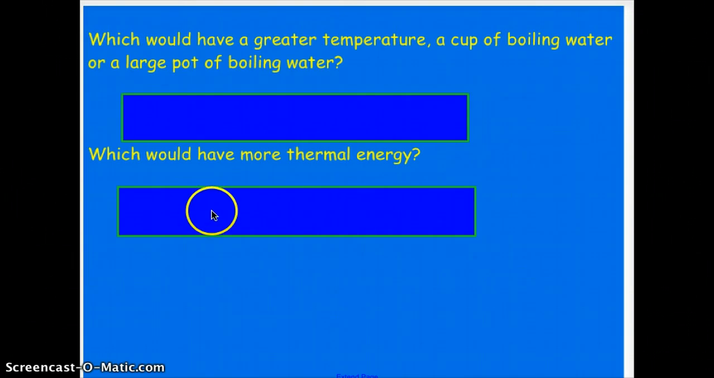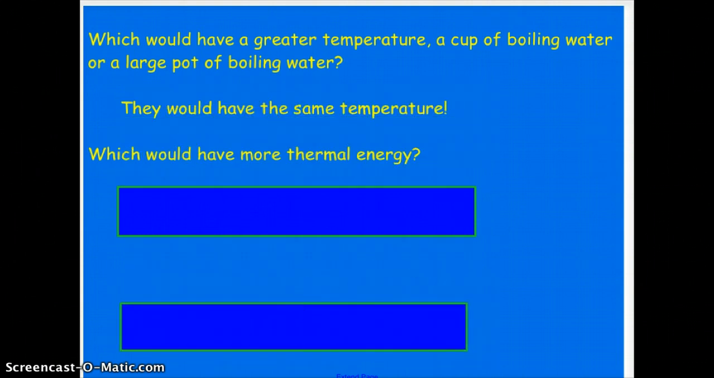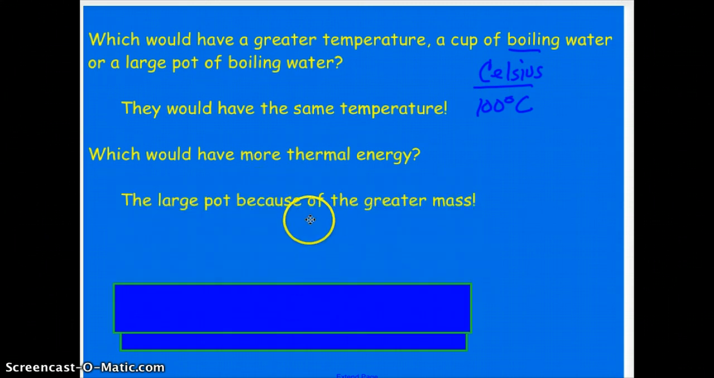So the next thing, let's answer a couple questions. Which would have a greater temperature, a cup of boiling water or a large pot of boiling water? Give you just a second to get an answer. Well, based on what we've already talked about, they would have the same temperature. If we give these a temperature, so let's use our Celsius scale, boiling water boils at 100 degrees Celsius. So it doesn't matter how much. They both have the same temperature because they're both boiling at the same. So once again, temperature is not based on the amount. But which would have more thermal energy? The large pot, because of the greater mass. Remember, the amount of thermal energy is determined by the amount of mass.